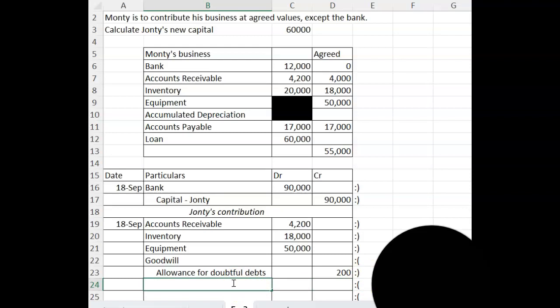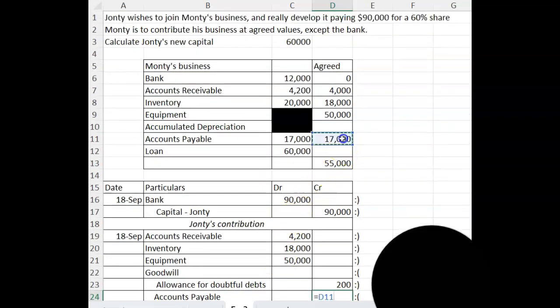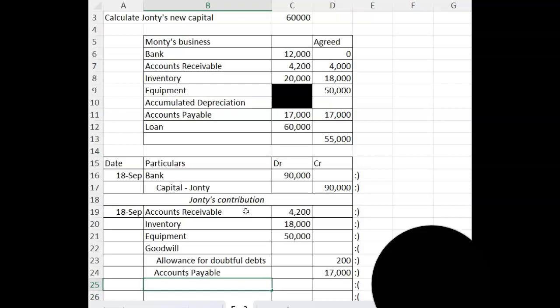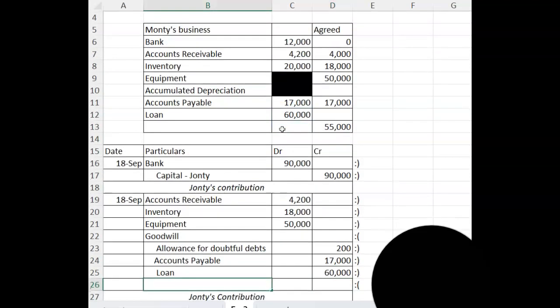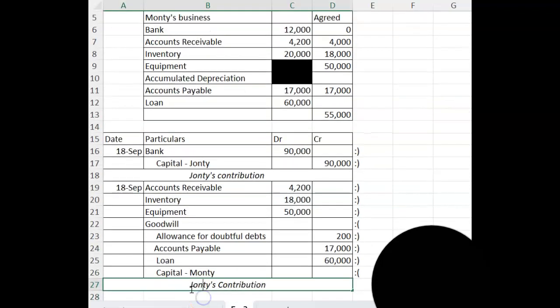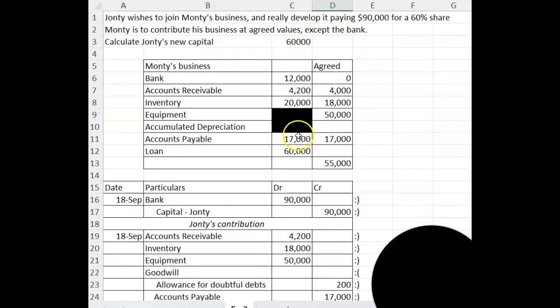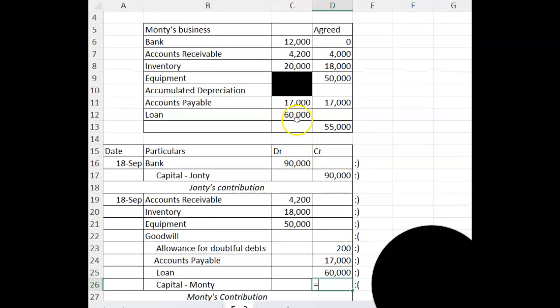And we've got accounts payable. And that's just the amount that we've got. And the loan the same. And lastly, I think this should be Monty's capital, shouldn't it? We'll just change it down the bottom as well. And we decided that was 60,000 as a 40% share.